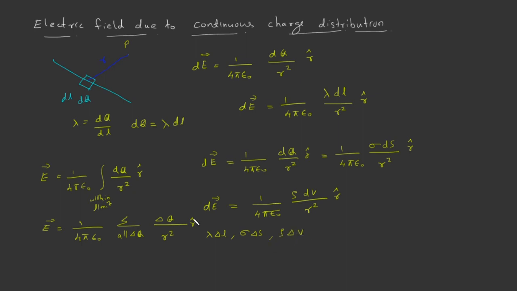You should remember here that r cap, r, and the charge densities lambda, sigma, and rho all can vary from point to point. So we studied the technique to find the electric field due to continuous charge distribution.